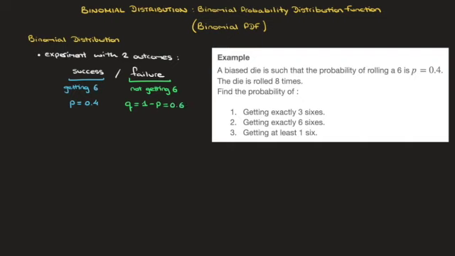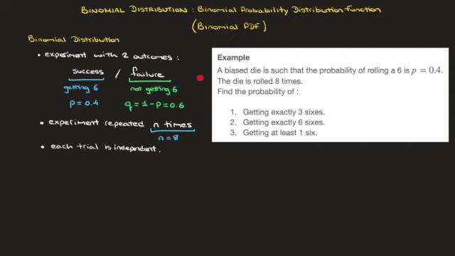The next bullet point I write for the binomial distribution is that this experiment is repeated n times. So I'll just write experiment repeated n times. And in the case of this example, we're told that the die is rolled 8 times. So here, n is equal to 8. Finally, the last bullet point I make here is to indicate that each trial, so each time we repeat the experiment, is independent from the previous. So I'll just write is independent.